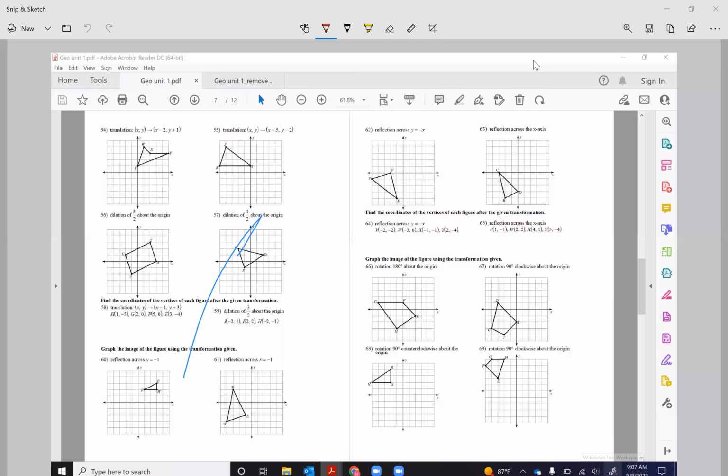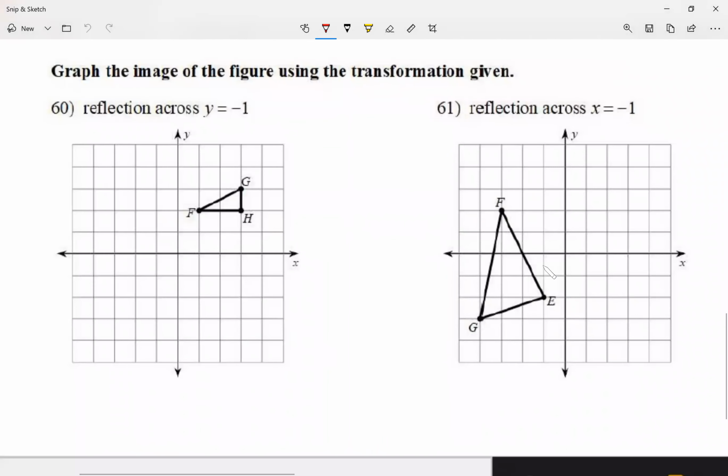Let me zoom in to number 60. I'm going to graph the image of the figure using the transformation given. Now, 2 lines that are very, very easy to get confused. We learned that in algebra 1, the lines were y equals a number and x equals a number. Now, these 2 are not special cases. So the 4 cases that I gave you, this is neither one. Okay, so the line y equals -1. Now, interesting is that the x-axis, you guys see where the x-axis is.